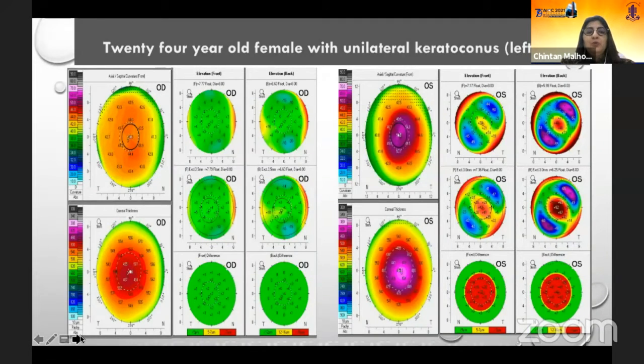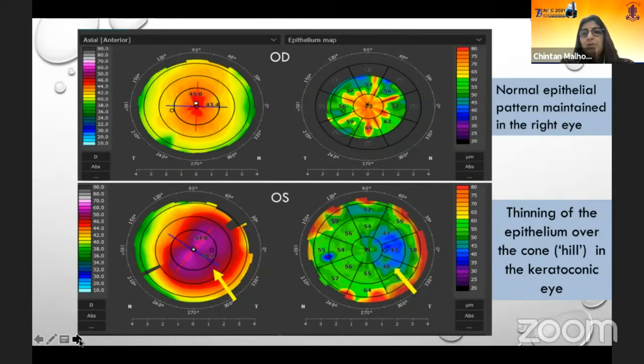A few examples to understand this concept. So this is a 24-year-old female with unilateral keratoconus in the left eye. And we can see that she has an advanced keratoconus with posterior elevation. And once we look at the epithelial maps, the right eye, which has no ectasia, has a normal epithelial pattern maintained, whereas in the left eye, the epithelium has thinned over the hill, as can be seen by the yellow arrows and the blue areas on the epithelial mapping. So the epithelium thins over the areas where the cornea is steep.